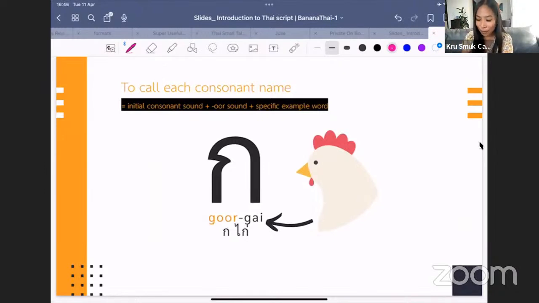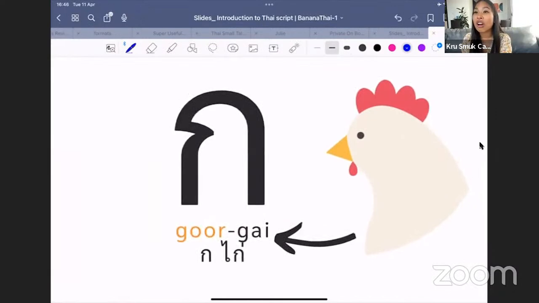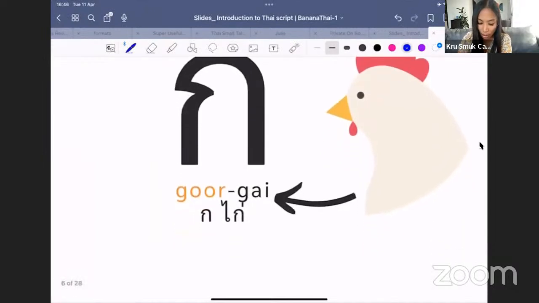So, for example, in English you have this one, right? Which is A, just A. But in Thai, the way we learn it is like A apple or A ant. So it's the same way we learn Thai consonants. We always have a name and also an example word. So as you can see, this letter is called gao gai.